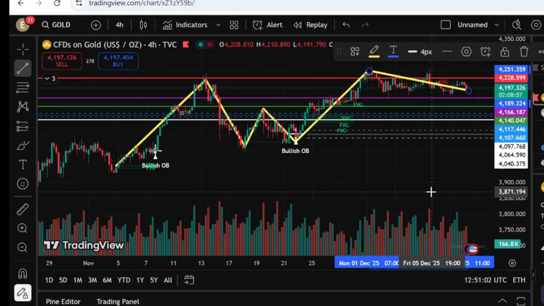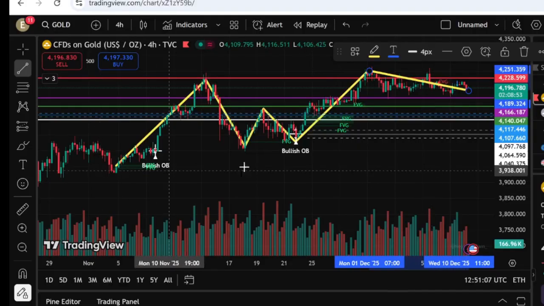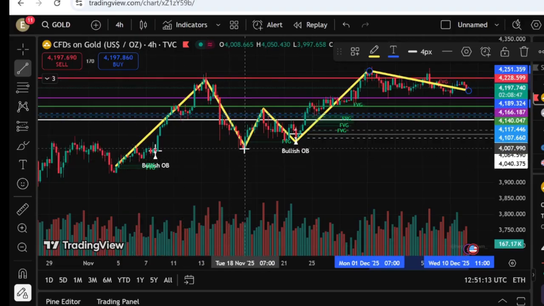So if the market is consolidating, I would advise you stay out. But if you know you want to trade this kind of market, you just mark your key level, your support and your resistance. When the market gets to your resistance, you sell. Once the market comes to your support, you buy.